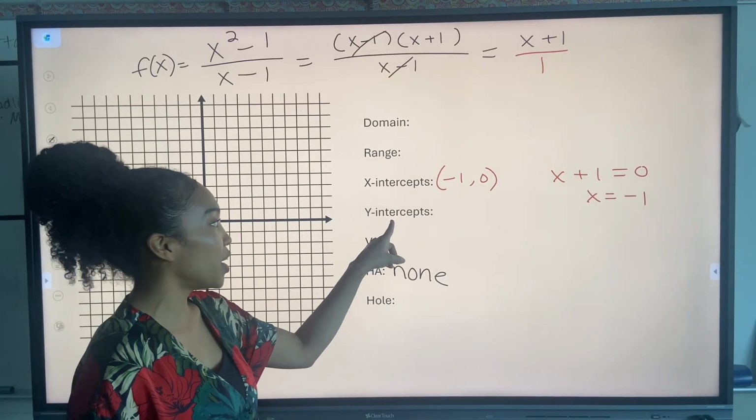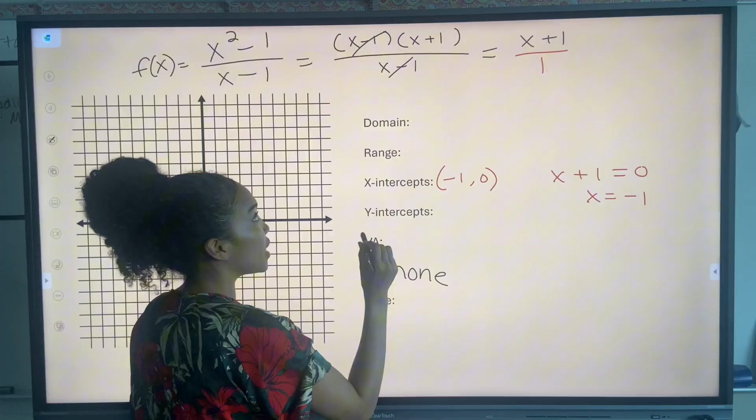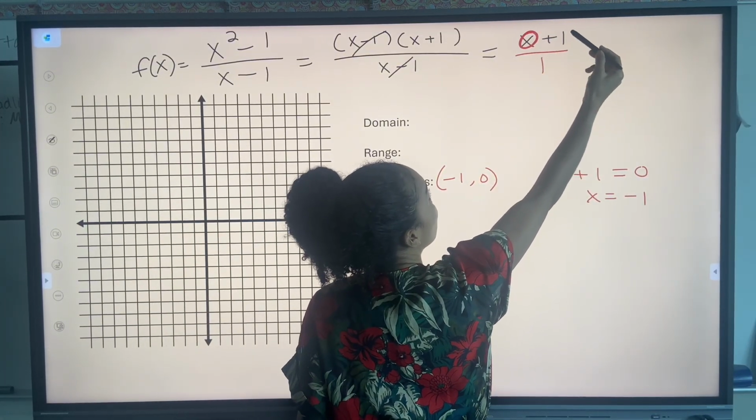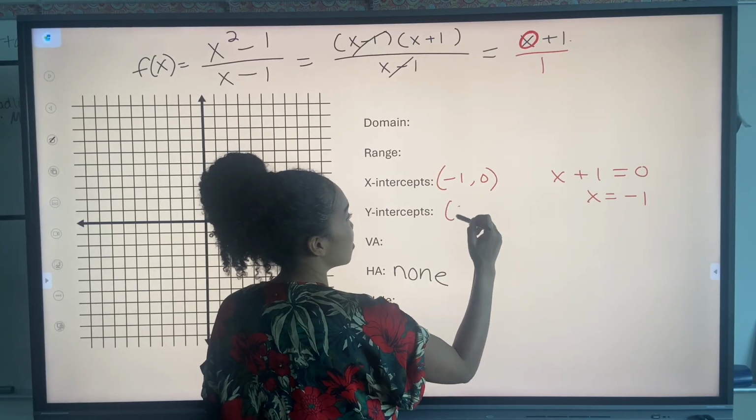How do you find the y-intercepts? Plug in zeros. So plug a 0 in here. What do you get? 1. So that's (0, 1). Let's go ahead and graph that.